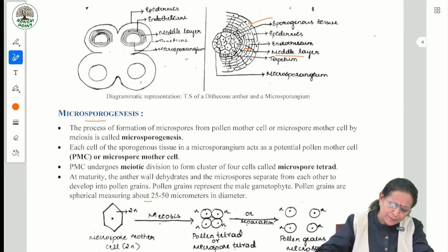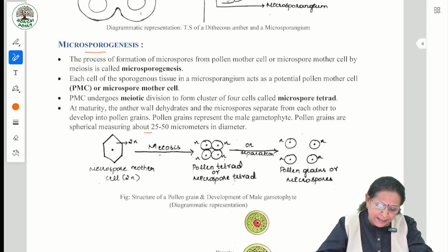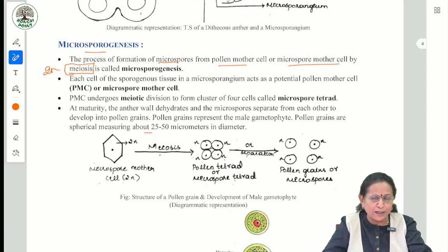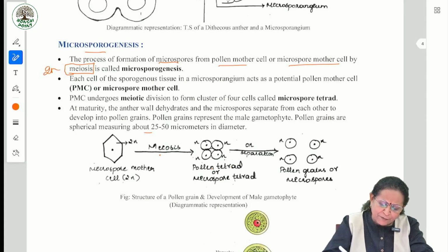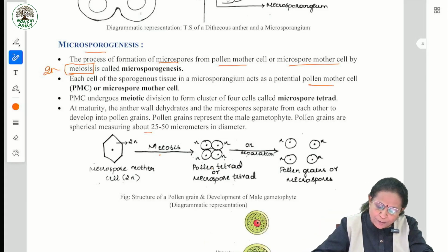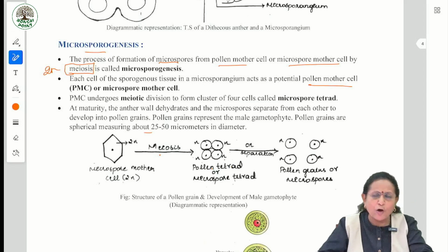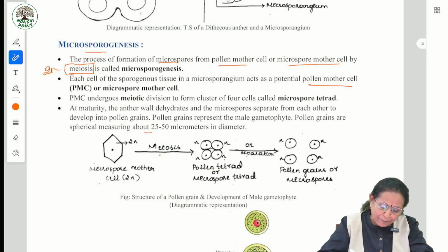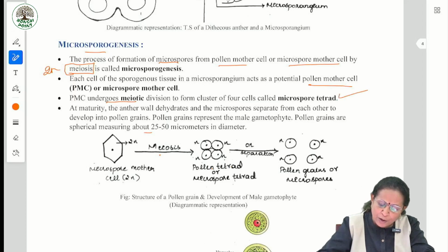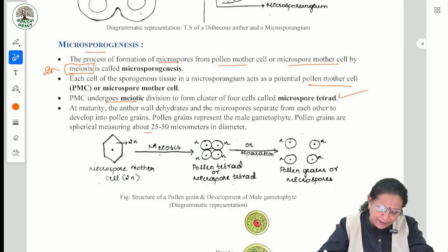Microsporogenesis. The name itself says microspores are born. The process of formation of microspores from the pollen mother cell or microspore mother cell by meiosis is called microsporogenesis. That means the cells must be diploid in nature for it to undergo meiosis. Each cell of the sporogenous tissue in a microsporangium acts as a potential, that means active, pollen mother cell, that is PMC or microspore mother cell. PMC undergoes meiotic division to form a cluster of 4 cells. This is called a microspore tetrad. They have not yet separated.